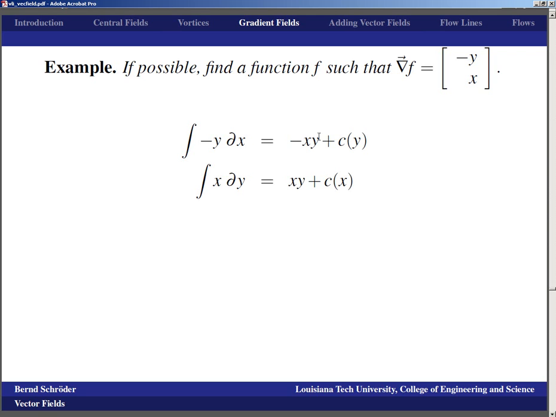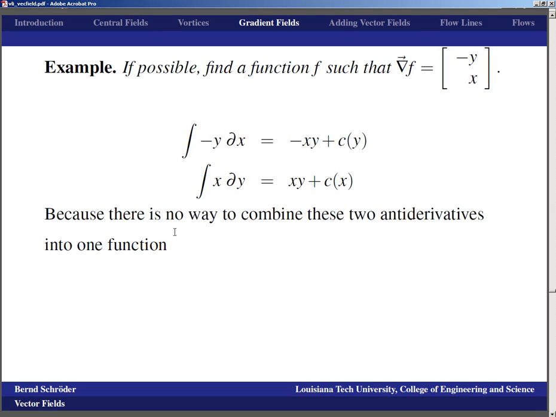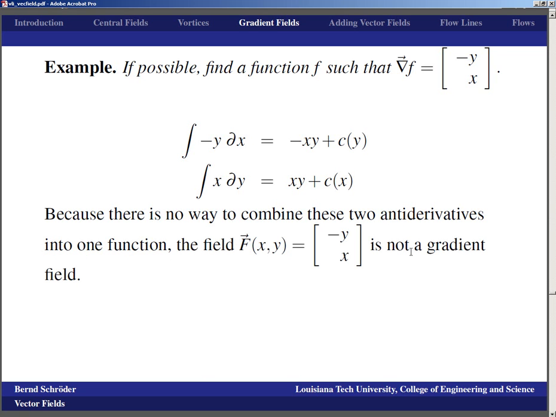So actually, this is not the same function occurring twice. These are two different functions. And because there is no way to combine these two antiderivatives into one function that works out, this field is not a gradient field.